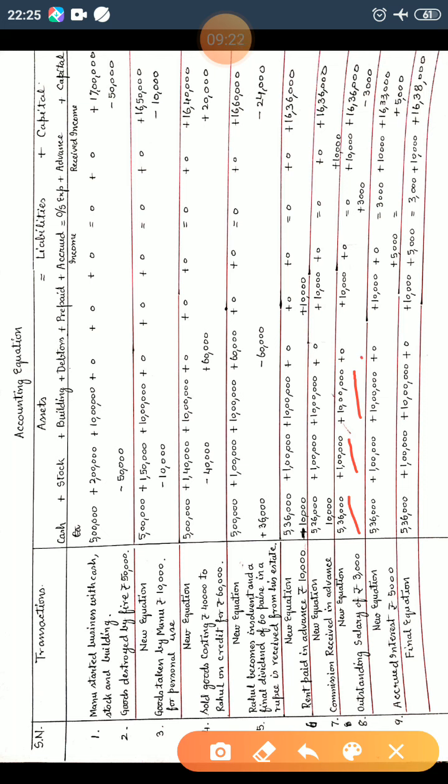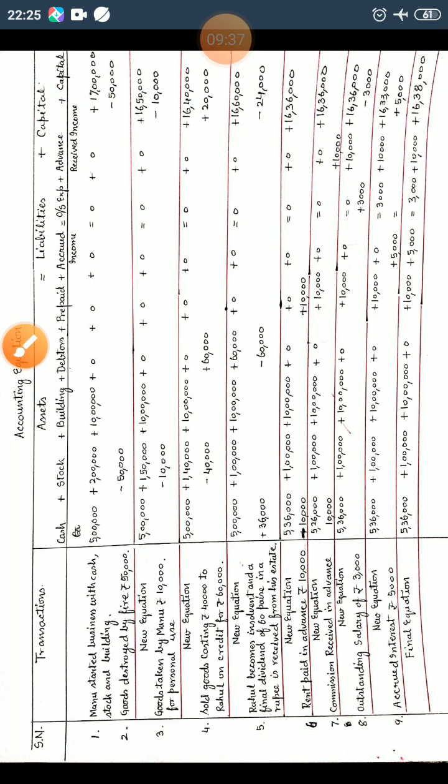Now new equation is 5,36,000 cash, 1 lakh stock, 10 lakh building, debtor 0, prepaid 10,000, accrued income 0, outstanding 0, advance received 10,000, and capital becomes 16,36,000.